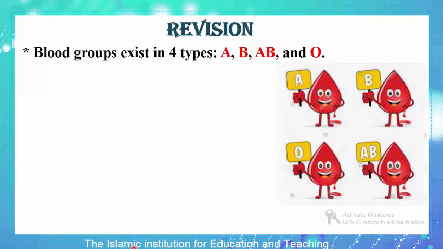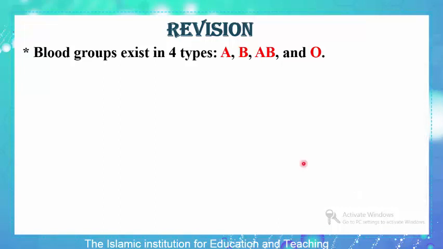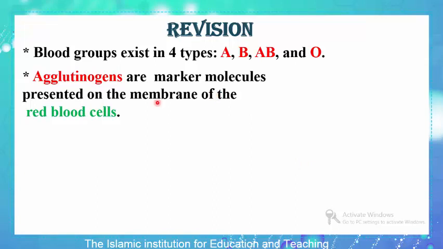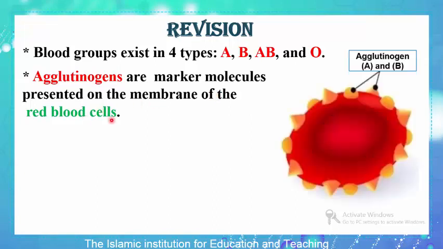We stated that blood groups exist in 4 types, which are blood group A, blood group B, blood group AB, and blood group O. In order to identify the type of a blood group, we must look for the agglutinogens that are present on the membrane of the red blood cell. Remember, agglutinogen means the antigen that exists on the surface of red blood cells, and they exist in 2 types only: agglutinogen A with a circular shape and agglutinogen B with a triangular shape.